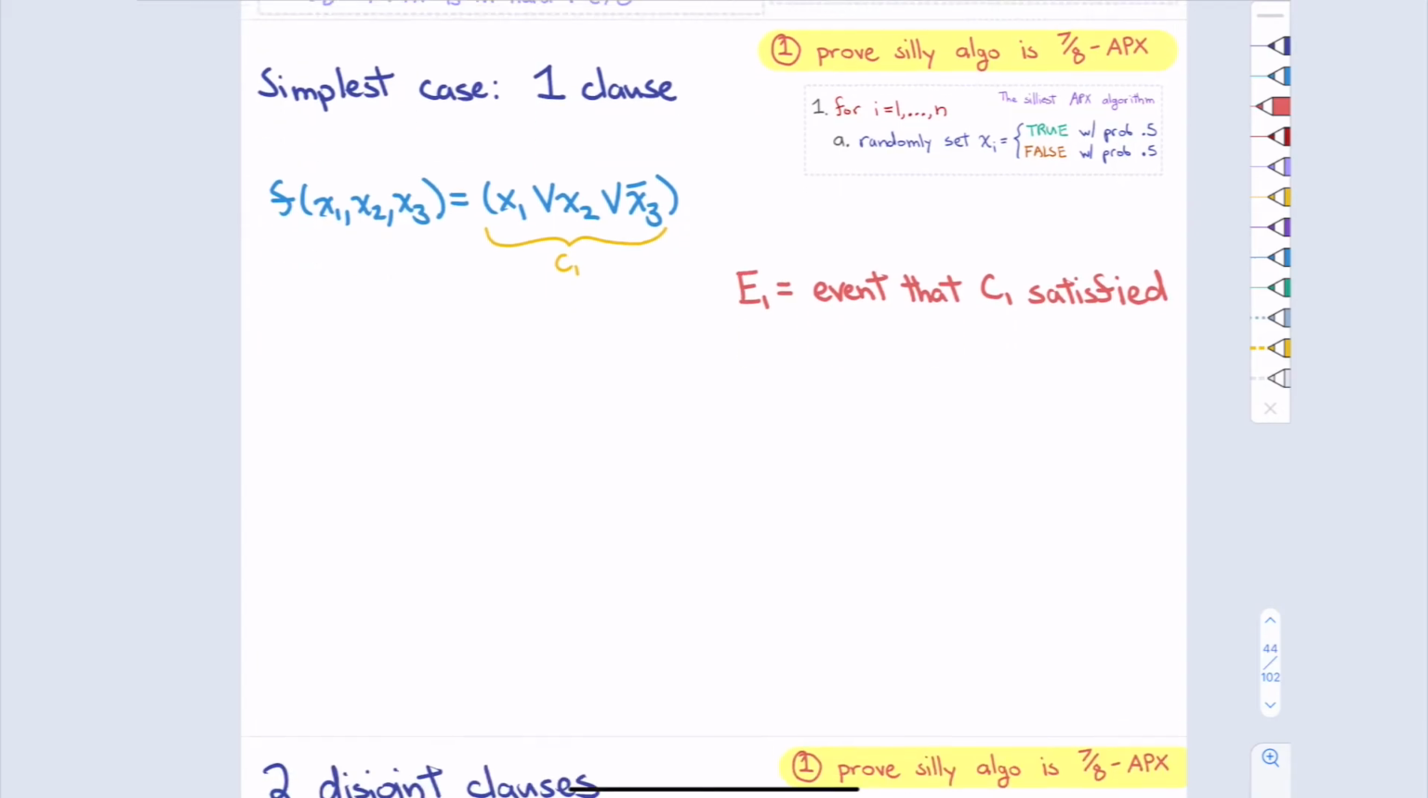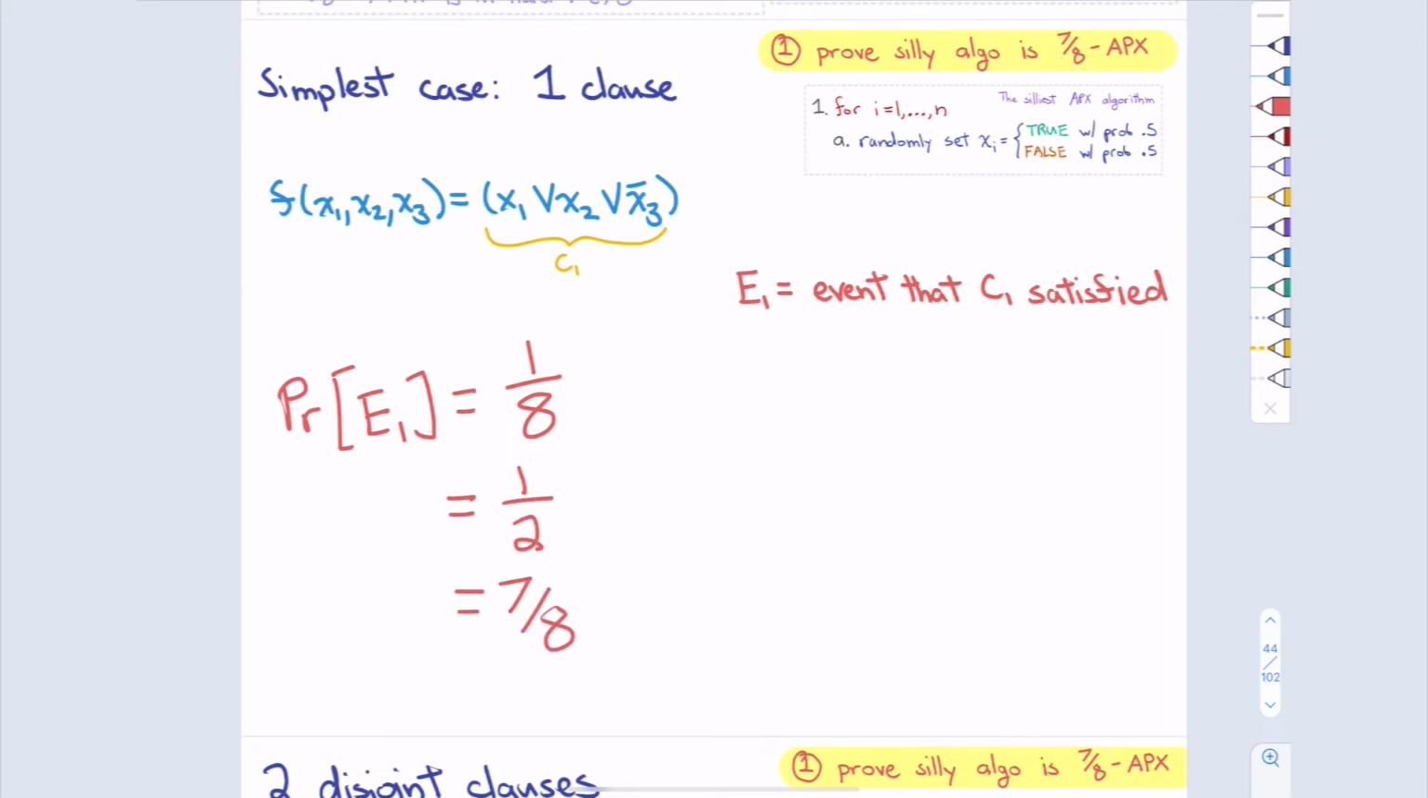All right, so I thought we'd start small. What if the formula only had one clause? What is the expected number of clauses that will be satisfied if I randomly flip coins? In particular, what are the odds of satisfying that clause? Okay, so I heard 1/8. Anyone else? Sorry? Half. 7/8. Okay, any others?